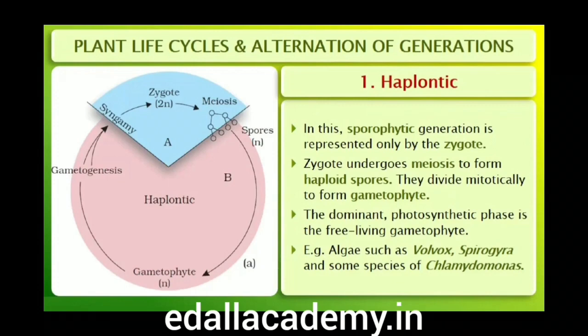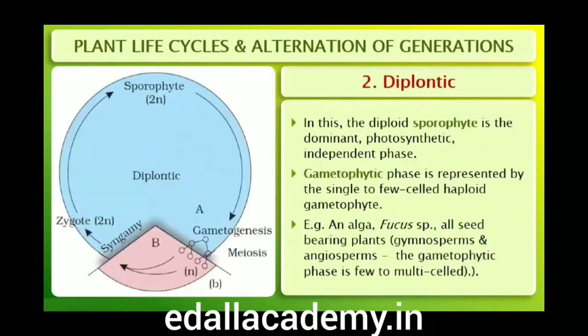The dominant, photosynthetic phase in such plants is the free-living gametophyte. This kind of life cycle is termed as haplontic. Many algae such as Volvox, Spirogyra and some species of Chlamydomonas represent this pattern. 2. On the other extreme, is the type wherein the diploid sporophyte is the dominant, photosynthetic, independent phase of the plant. The gametophytic phase is represented by the single to few-celled haploid gametophyte. This kind of life cycle is termed as diplontic. An alga, Fucus sp., represents this pattern.